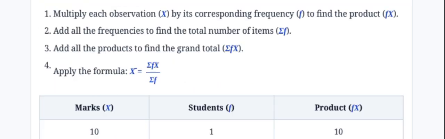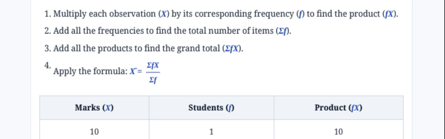The steps are like this. Multiply each observation. We have marks and students. So the first step is to multiply the marks. We are taking marks as x and students as f. So first we are going to multiply them so that we can find the product fx.